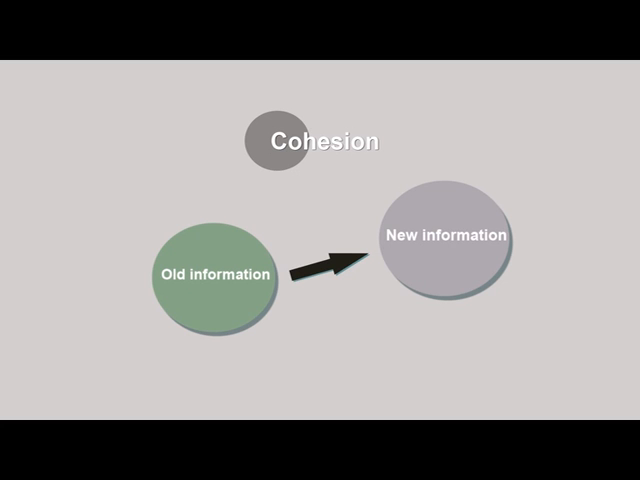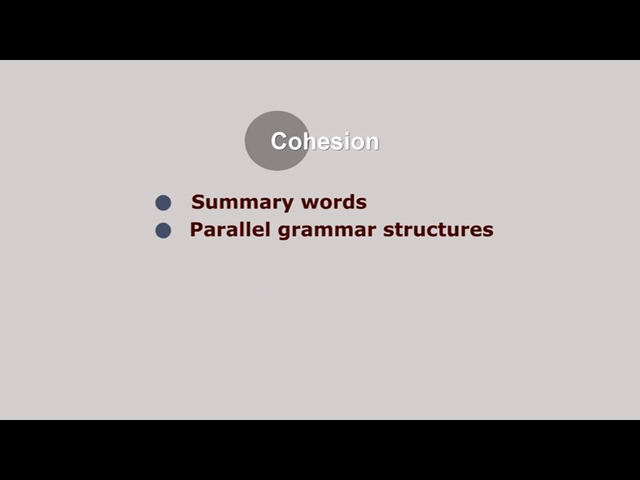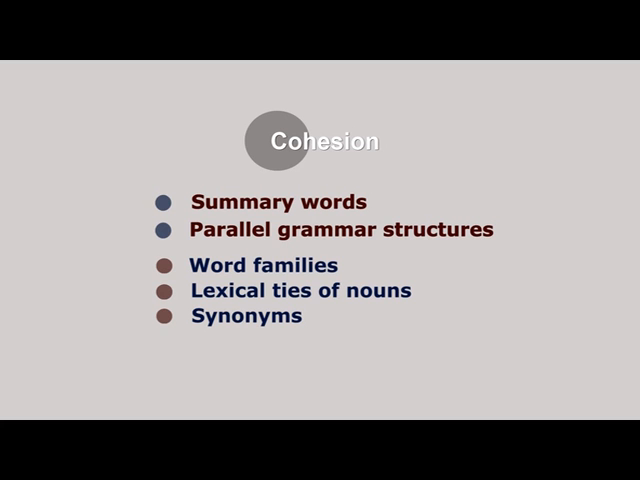Cohesion is related. This refers to the connections between and within sentences and paragraphs. There are various ways cohesion is achieved. It might be how old information is linked to new information in the following sentence. Summary words and parallel grammar structures also help with cohesion. And word families or lexical types of nouns and synonyms all help to bind a paragraph together. They make a text cohesive.